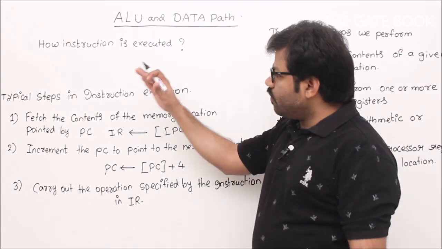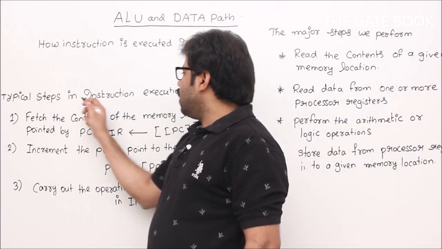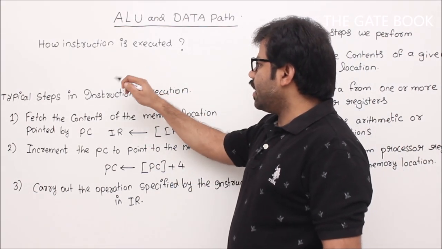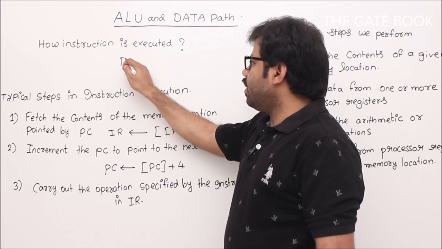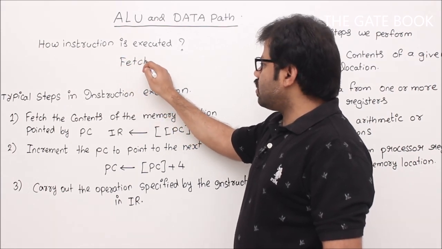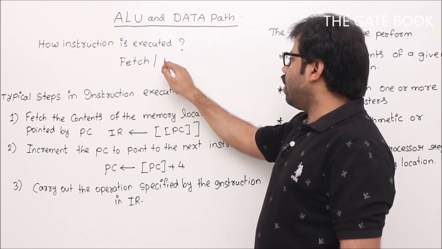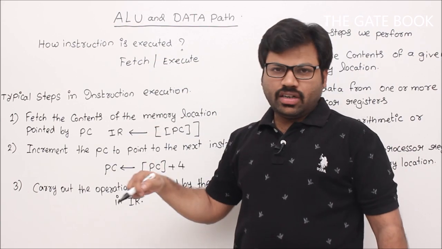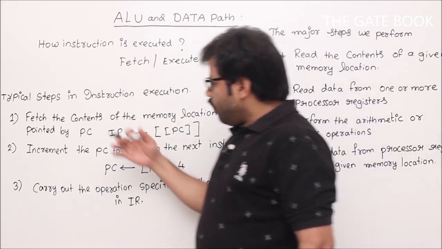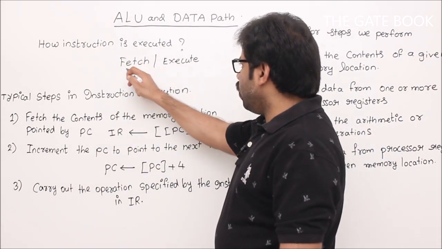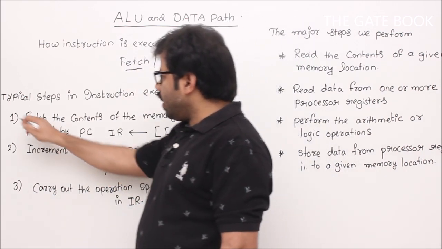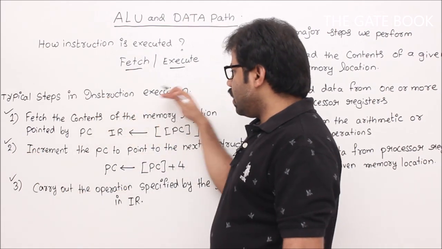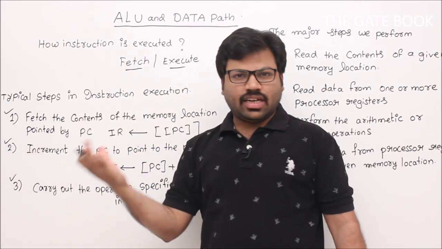Okay, let us begin with typical steps in instruction execution. So you might think that whenever an instruction is getting executed, first of all, we have to fetch that instruction. Yes, after that we have to execute. Absolutely right. First of all, we have to fetch it, after that execute. So if I extend that idea, fetch and execute, then I can understand the same idea with three steps. You see, the typical steps in instruction execution: first of all, fetch the contents, correct?